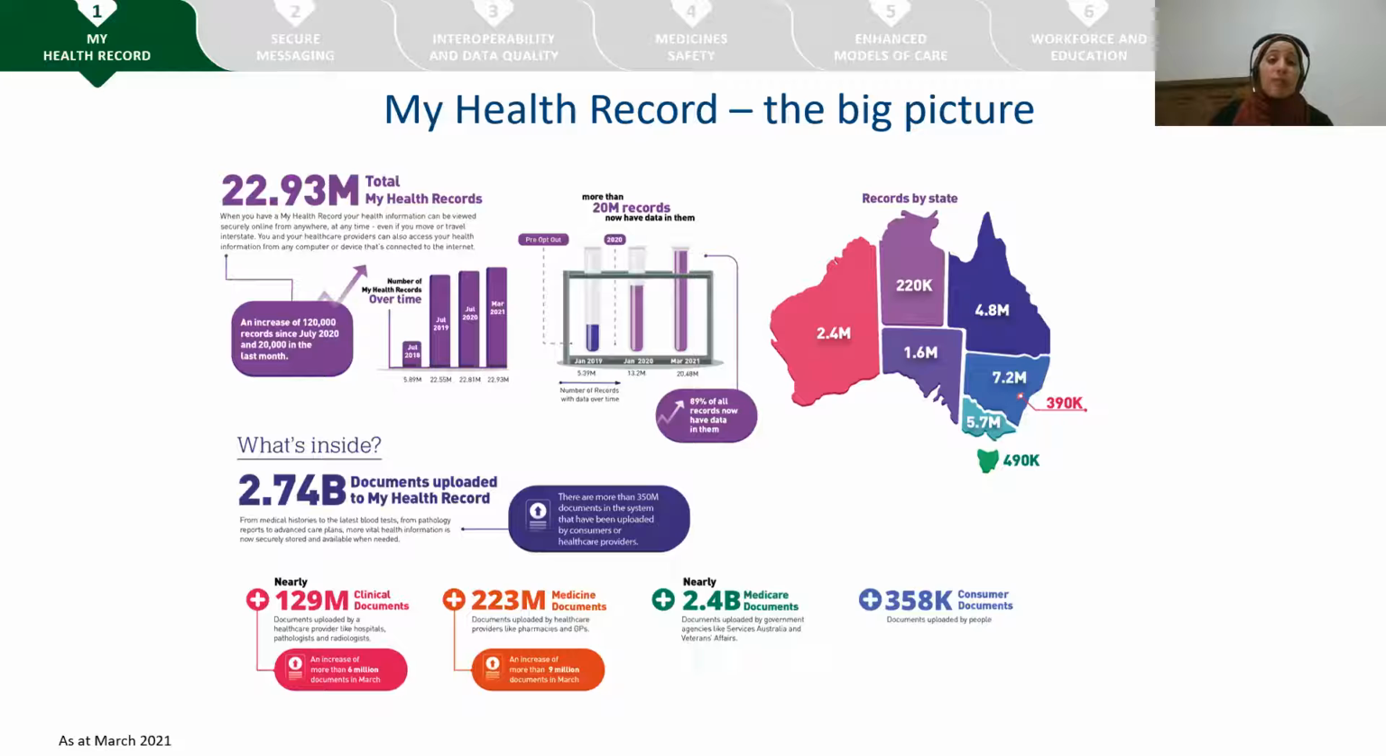Within My Health Record, there have been more than 2.7 billion documents uploaded. That's been a combined effort. We've got over 100 million clinical documents, and that's from pathology providers and from hospitals. We also have medicine documents, coming from pharmacies and general practitioners, as well as Medicare documents, and also consumer documents. As I said, it's personally controlled. A consumer can also enter personal health summaries, personal notes, as well as advance care planning information. And that makes up a good amount of the information within a My Health Record.